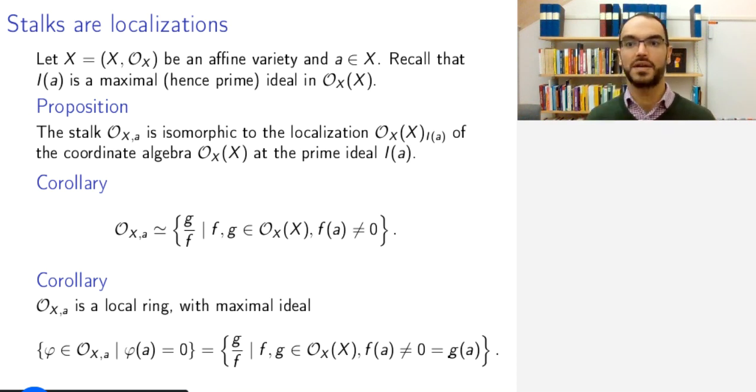So when you have the stalk of your sheaf at the point A, this is a local ring. You consider all the functions that are defined arbitrarily close to and at A, and the maximal ideal consists of those functions that actually vanish at A. And this shows the importance of the point A in the stalk, and shows that the stalk indeed depends on A alone somehow.